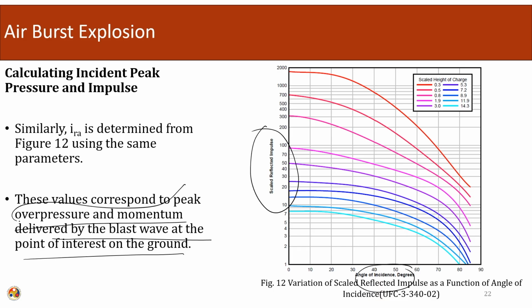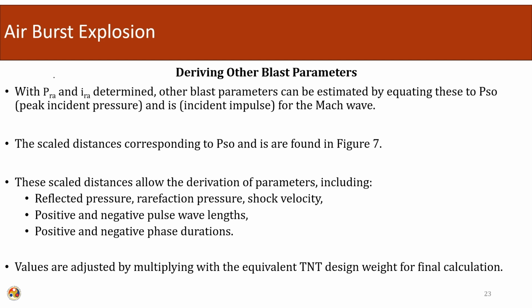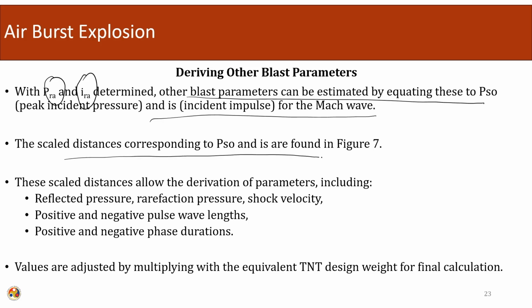So, we have calculated the peak overpressure, and from the impulse we get an idea of the momentum also. That is a resultant of the blast interaction. Once we have calculated the peak incident pressure and the impulse, other blast parameters can be easily estimated by equating this to peak incident pressure and its impulse from the Mach wave. The scale distance corresponding to Pso is found from figure 7.